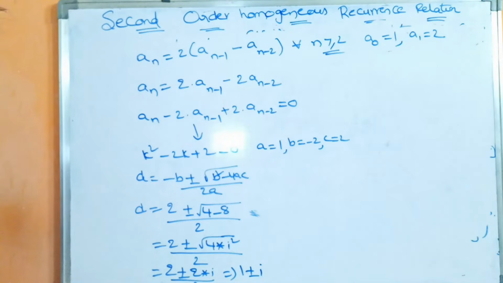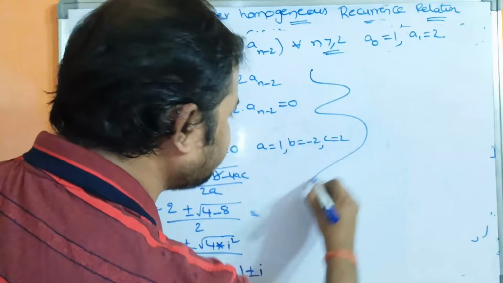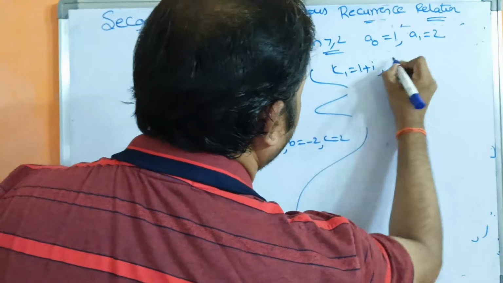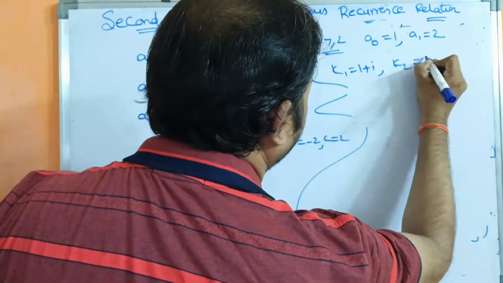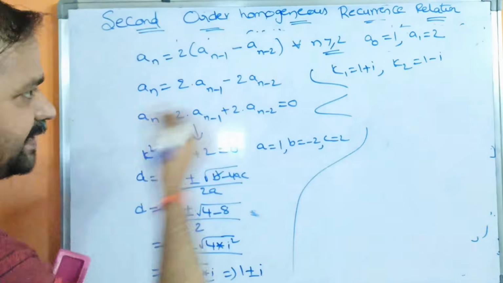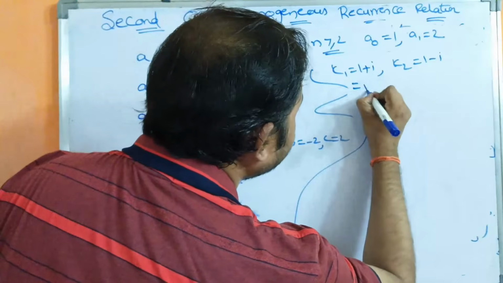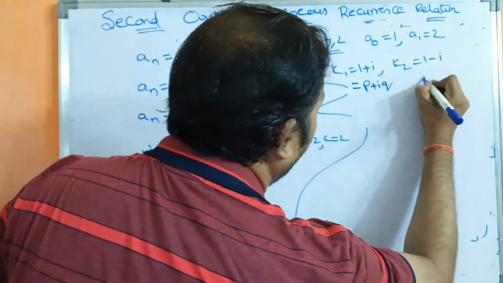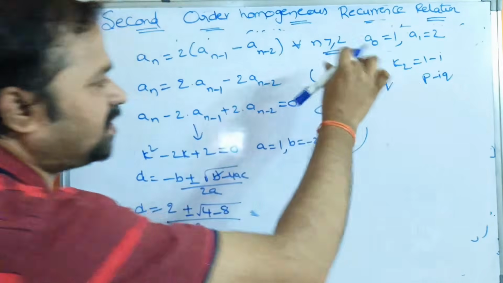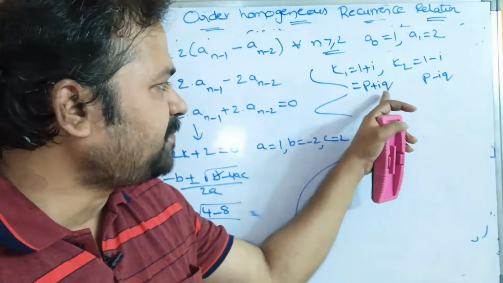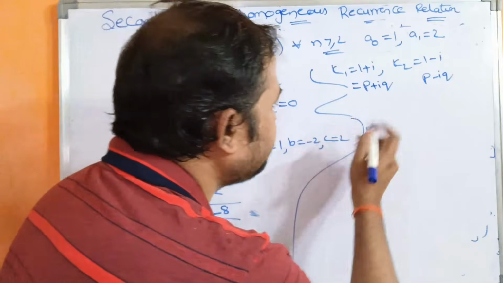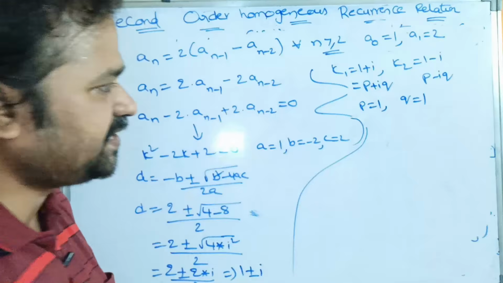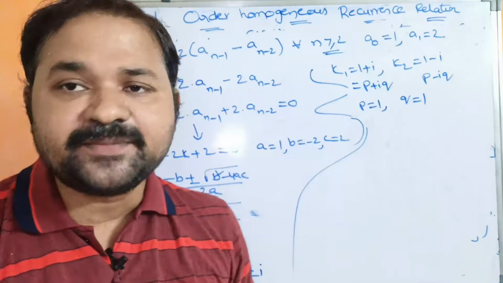So here the roots are 1 plus i and 1 minus i. K1 is equal to 1 plus i, K2 is equal to 1 minus i. Here this is in the form of p plus iq, and this is also in the form of p minus iq. So from this we get p is equal to 1, q is equal to 1. So we can say that here the roots are imaginary.